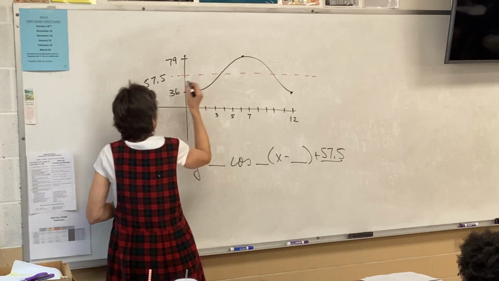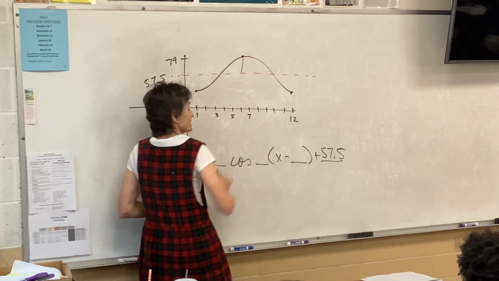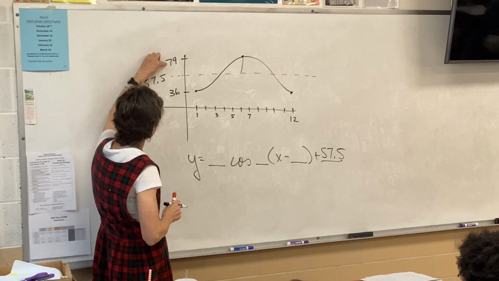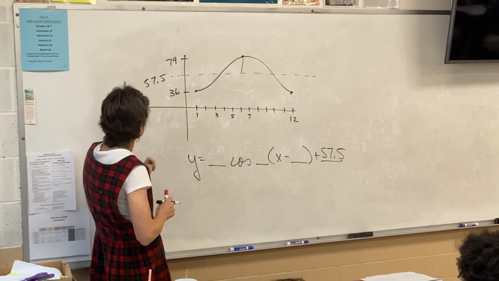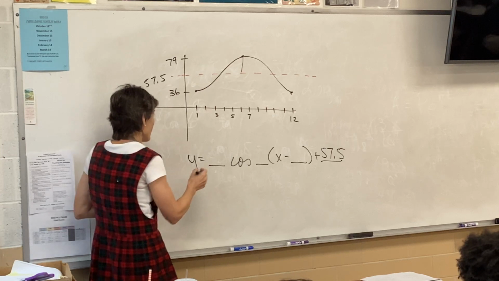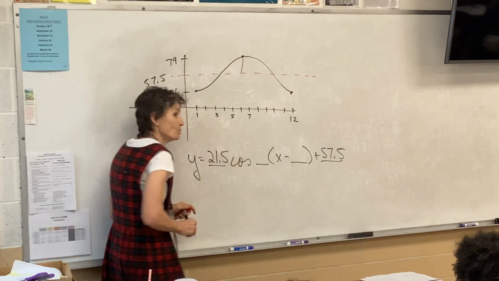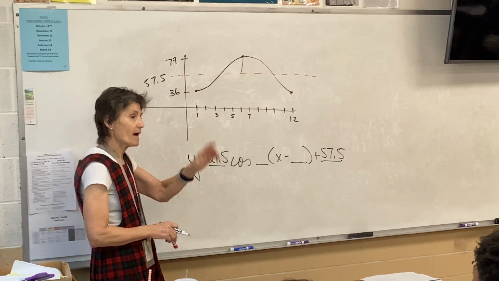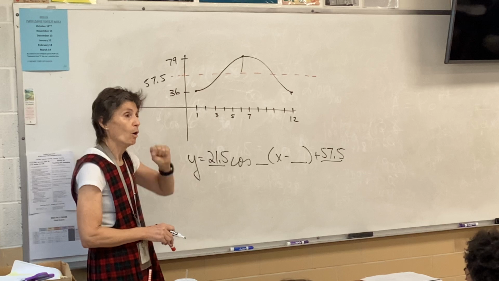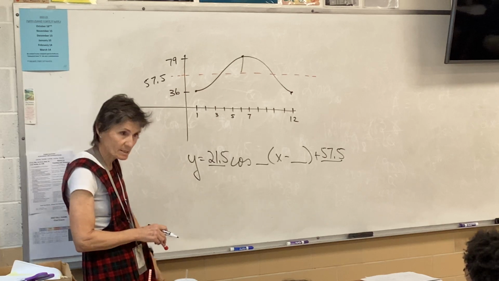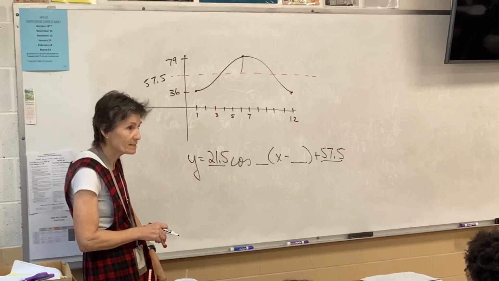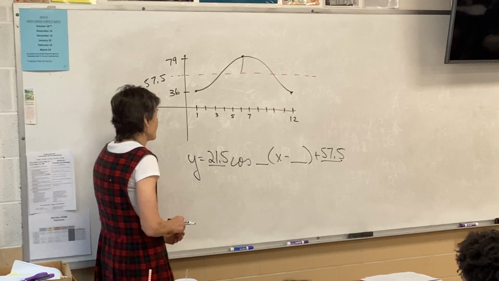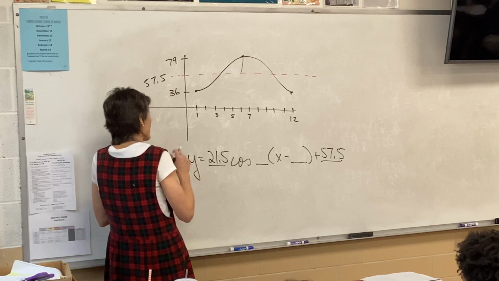Now, this distance right here is the amplitude. So how far is it from 79 to 57.5? 21 and a half. So my amplitude is 21 and a half. Amplitude, think of it as the height of the wave, or half the distance from the top to the bottom. Half the distance from the top to the bottom. That's amplitude.